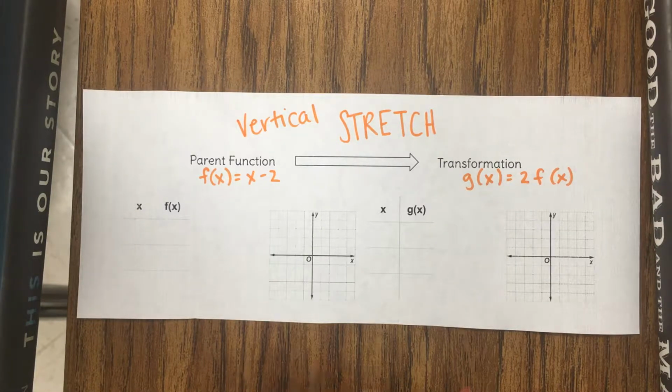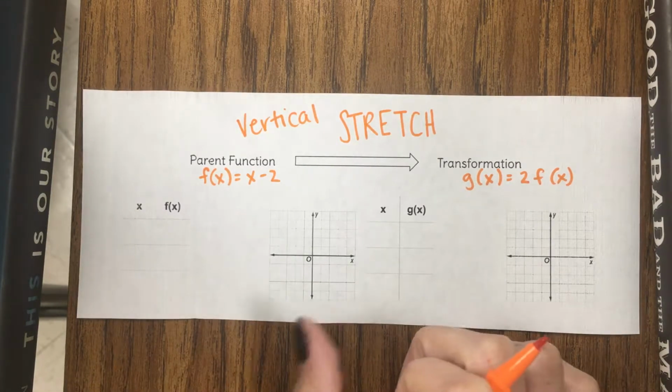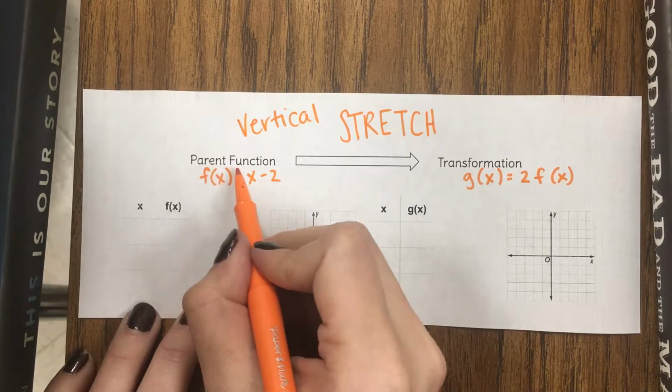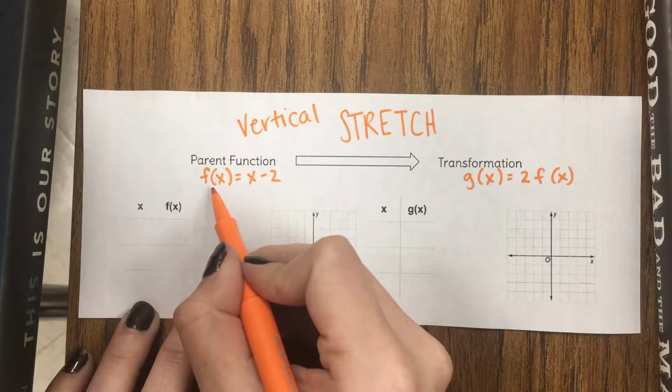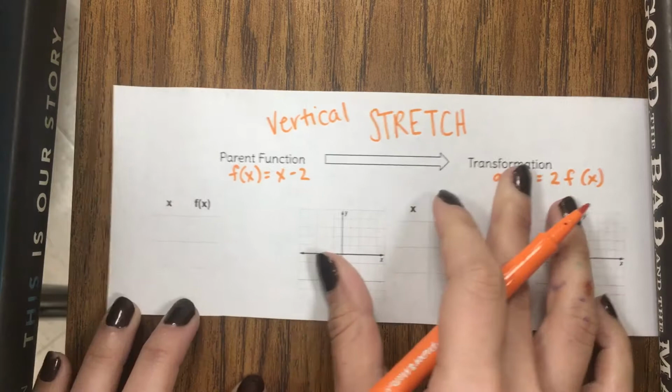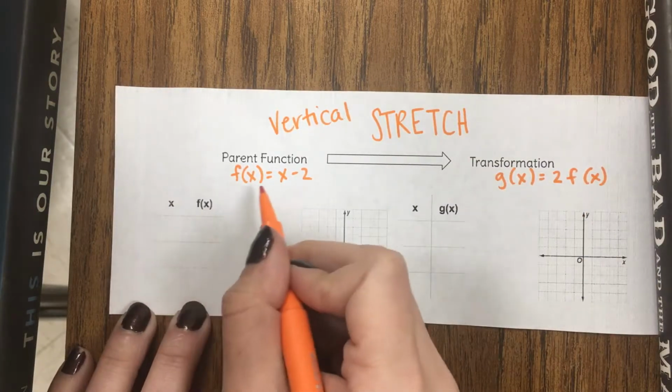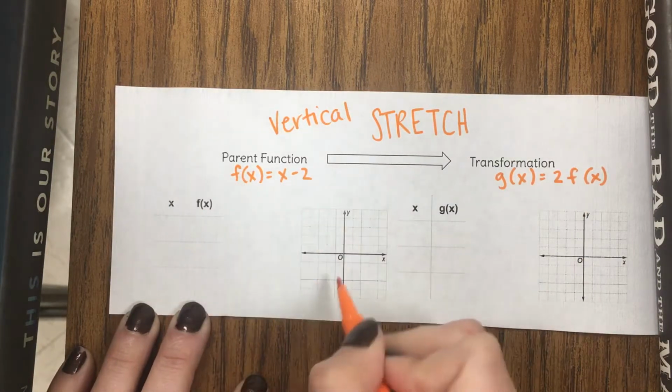Hey kids, let's talk about vertical stretch as a transformation. So in my original function, or my parent function, I have f of x equals x minus 2. And we're going to go ahead and make a table to see where our points will be, and then we'll also look at how to graph it.